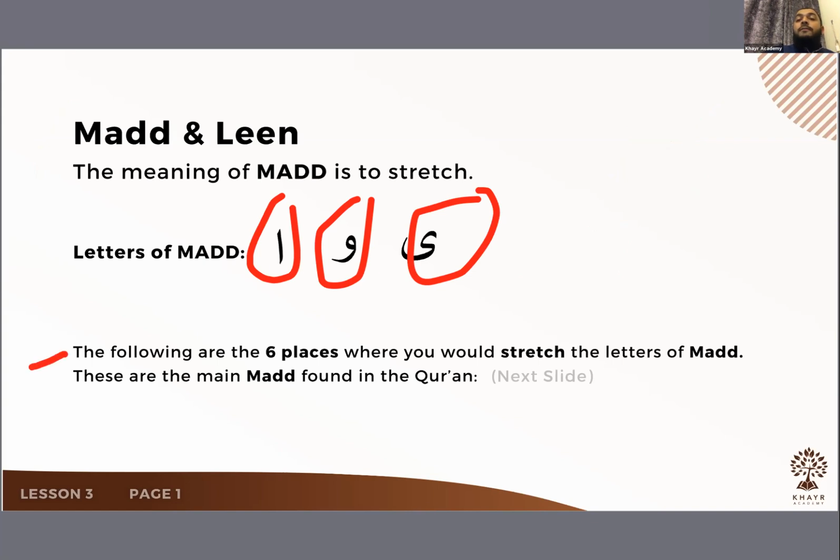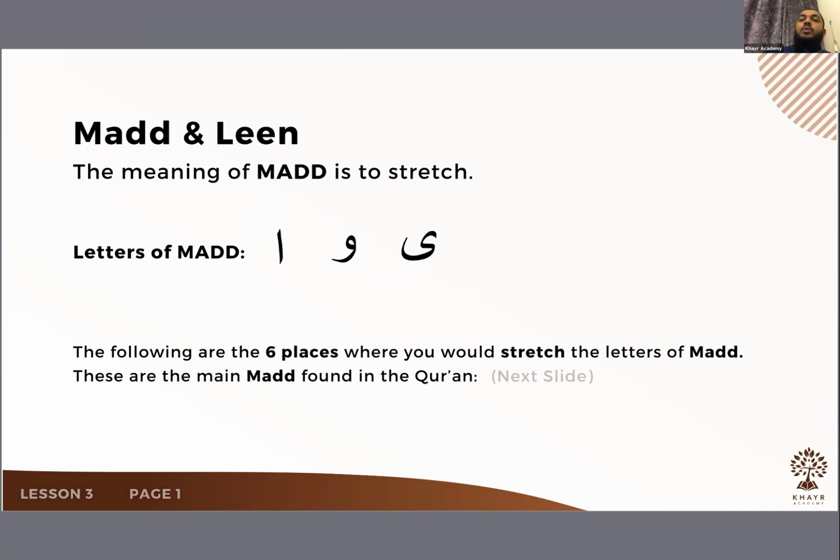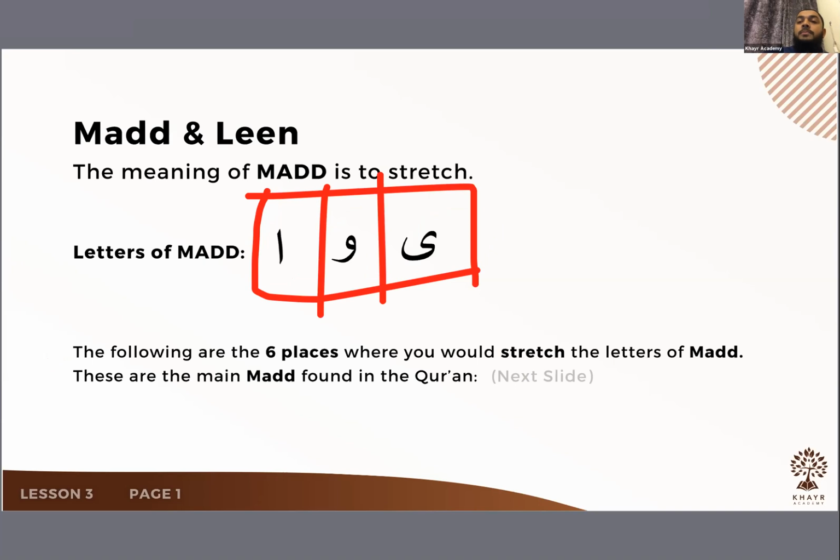The following are the 6 places where you would stretch, you would make mud, stretch the letter of mud. These are called the main muds, found in the Quran. They are called mud asli, because the majority of the Quran is this type of mud. There's another different type of mud. I'll explain it to you in the next slide. Okay. So these are the 3 letters of mud. Let's go to the examples.